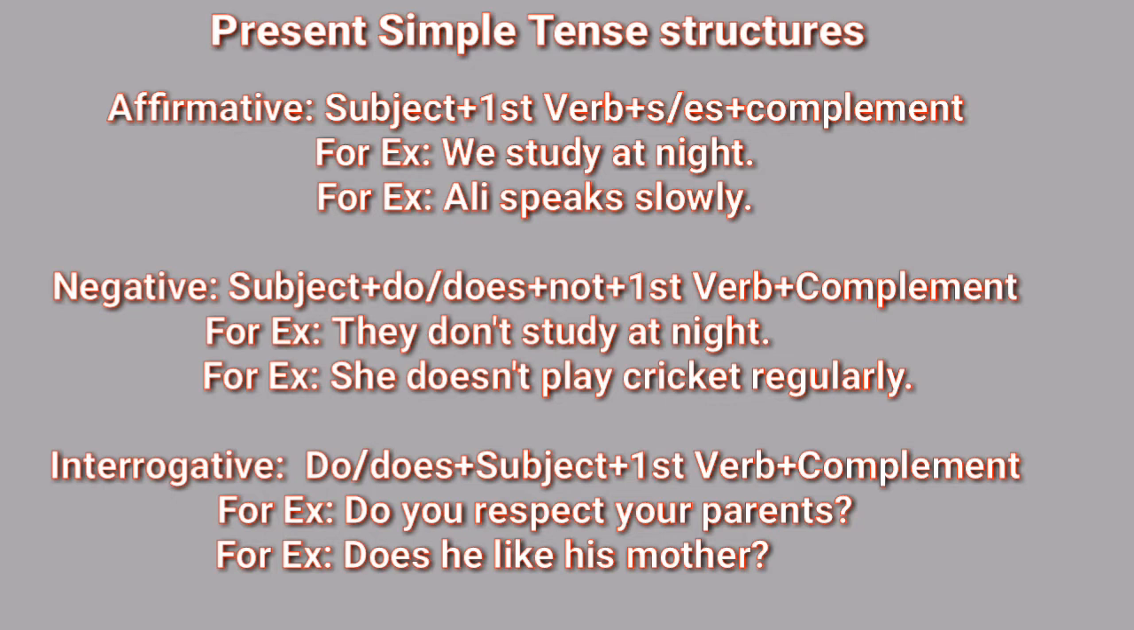Interrogative structure: do or does plus subject plus first verb plus complement. Or we can say do plus subject plus first verb plus s or es plus complement. For example, do you respect your parents? Does he like his mother?